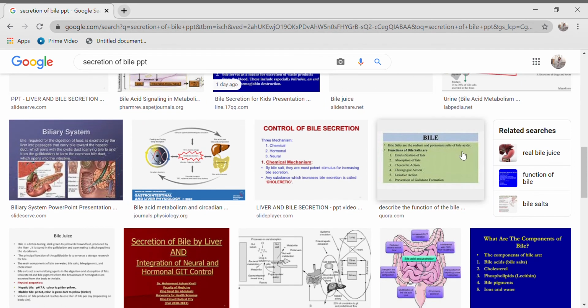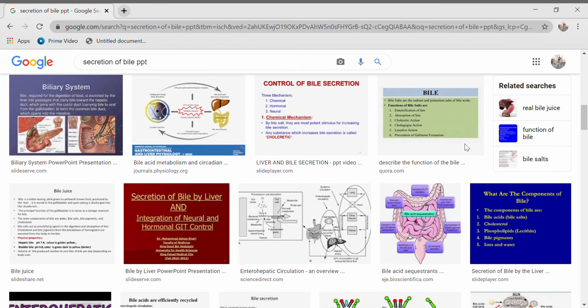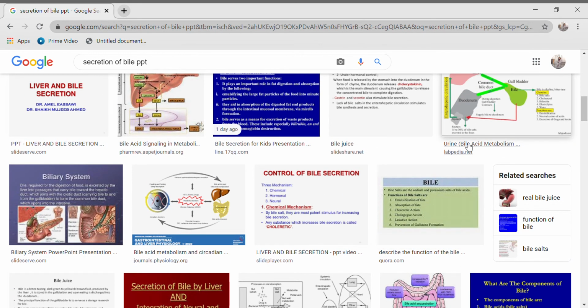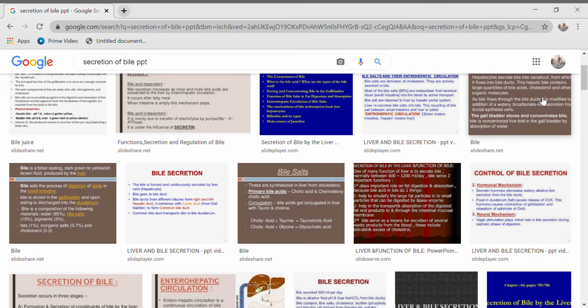Hepatobiliary system. Hepato means the liver. Biliary means bile. So bile is secreted from the liver. 0.5 to 1 liter of bile is produced by the liver. Bile secretion is very important for digestion and absorption of fat. Bile is stored inside the gallbladder before it is secreted into the small intestine. That is very important.